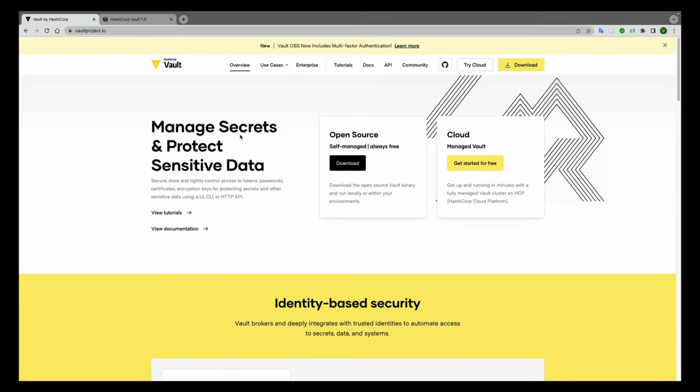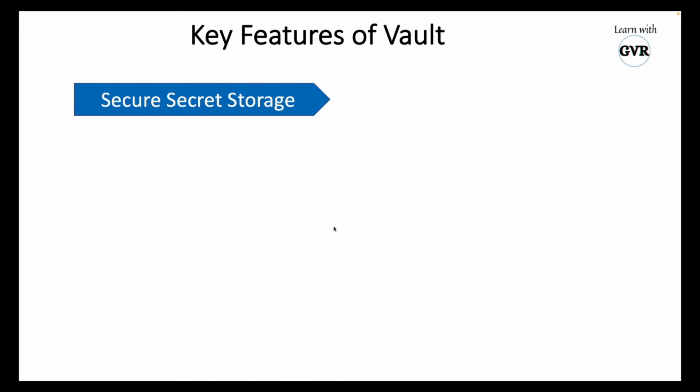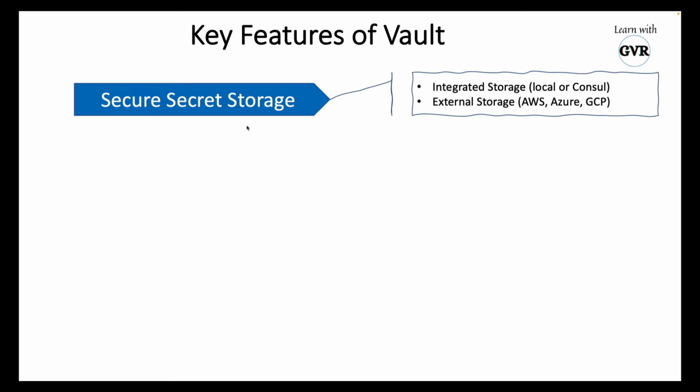Now, HashiCorp Vault, what are the key features? One is secret storage. It is something like a database for storing secrets, where you can store all of your secrets. HashiCorp Vault has two types of storage: integrated storage and external storage. External is nothing but, as we are in a modernized world, AWS, Azure, GCP, etc.